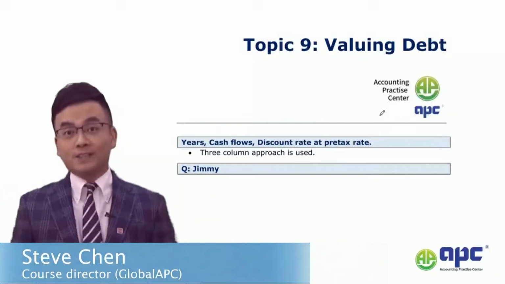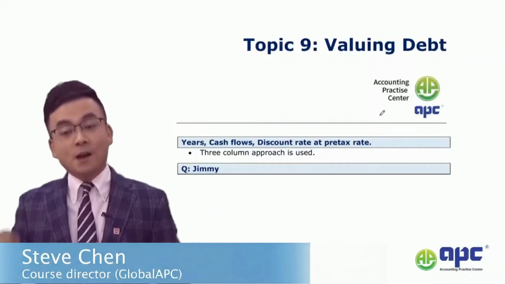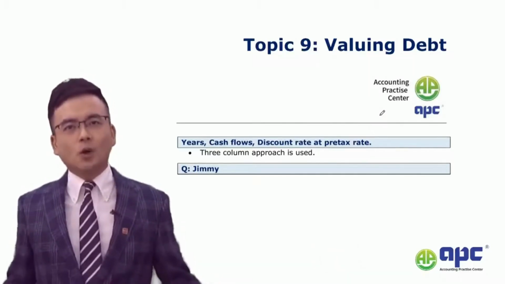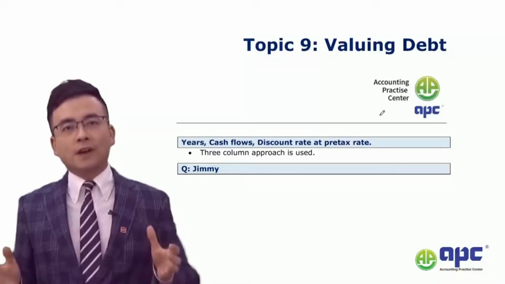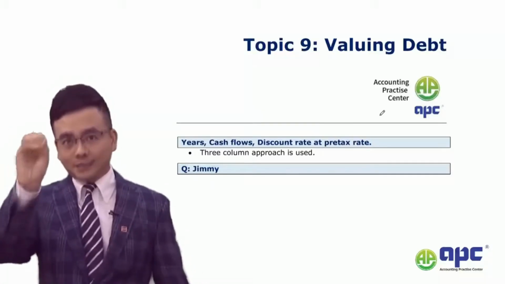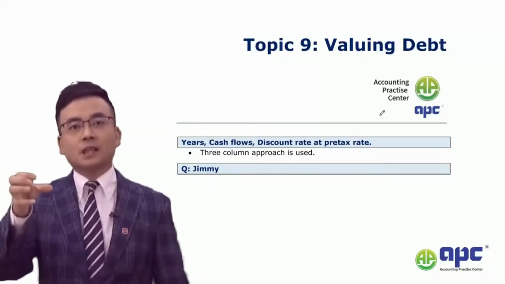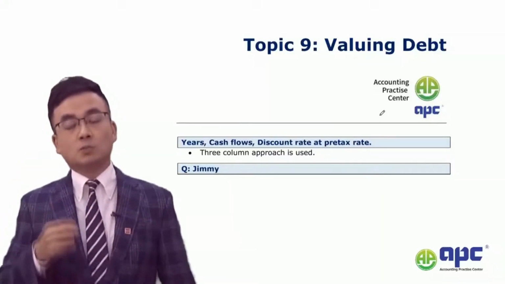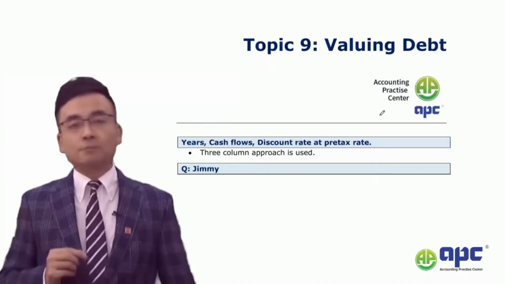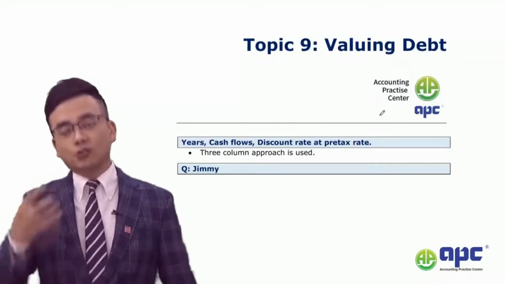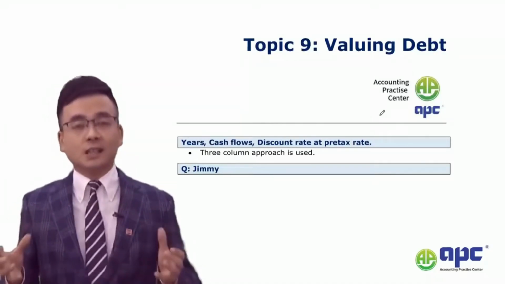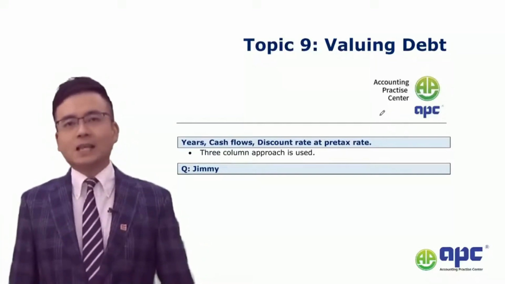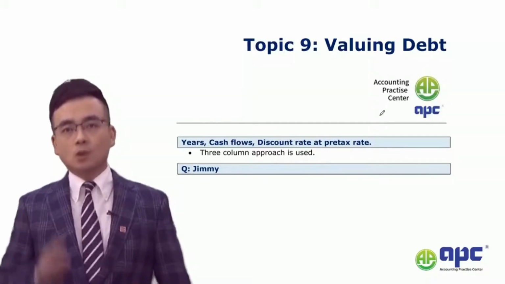Welcome to topic 9 of the ACCA AFM exam, valuing debt. Well, if you're valuing debt, why not just take the statement of financial position, find the debt section and take the figures from there? Yes, you're right, but that's only for the non-traded debt, which means the bank loan. However, if you're asked about any traded debt, for example a debenture, a corporate bond and even a convertible bond, watch out.